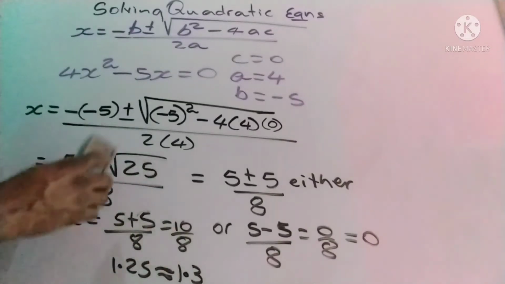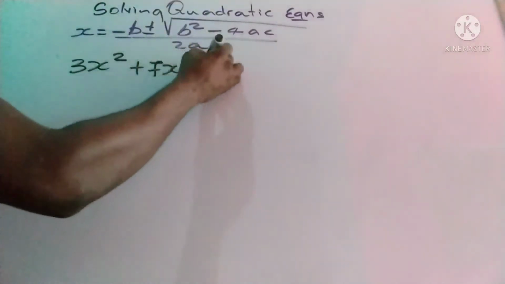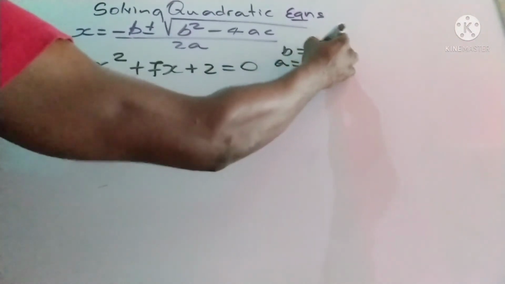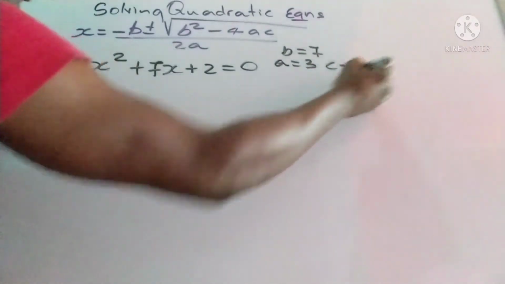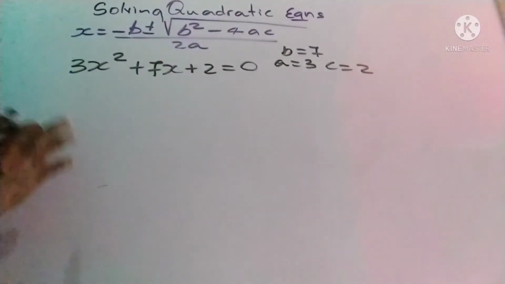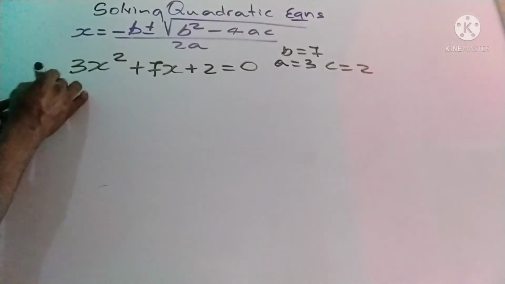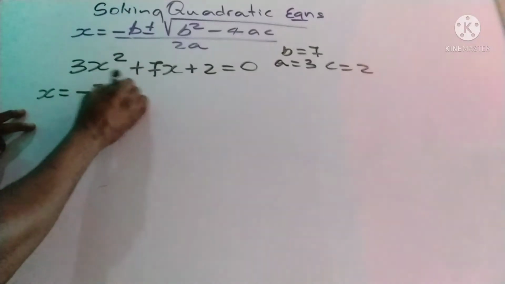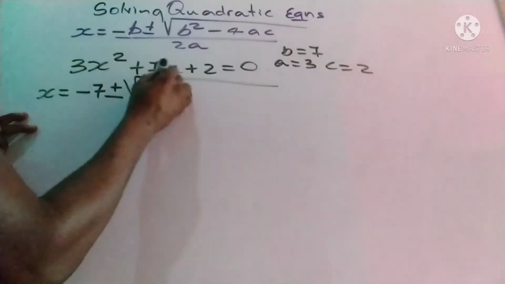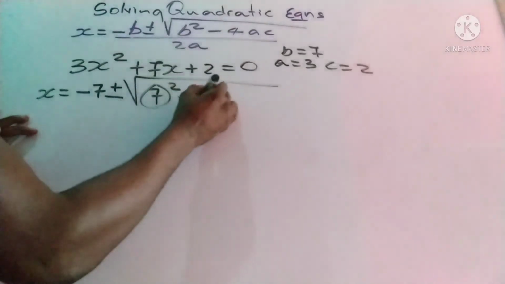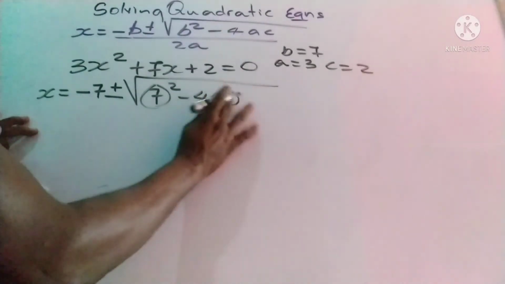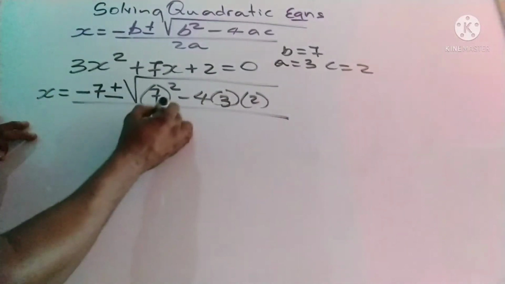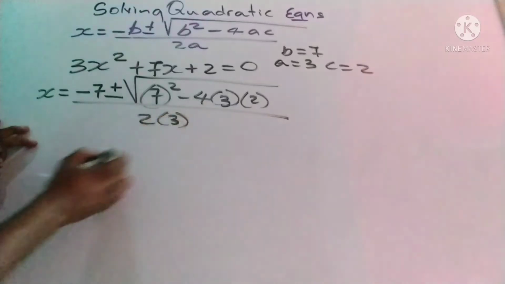Let's go with something with a, b, and c. List a, which is 3. Let's list b, which is 7, and c, which is 2. So we have our a, b, and c right there. x is said to be equal to minus b. So minus 7, plus or minus the root of 7 squared minus 4 times a times c. All of this is over 2 times a, which is 3.